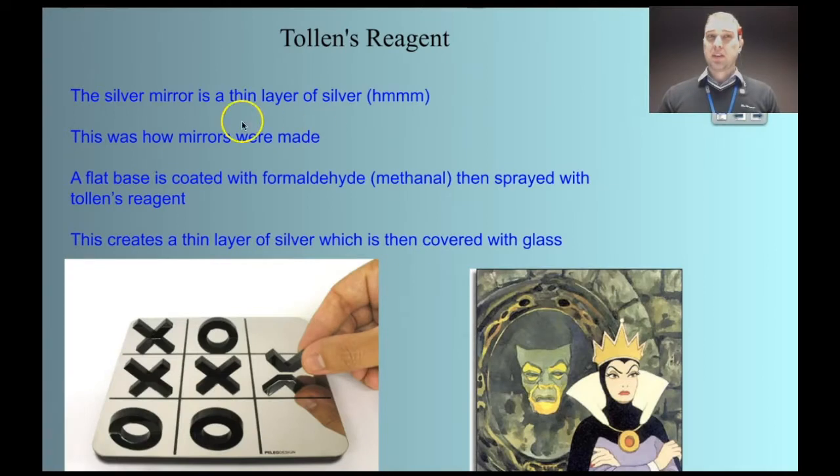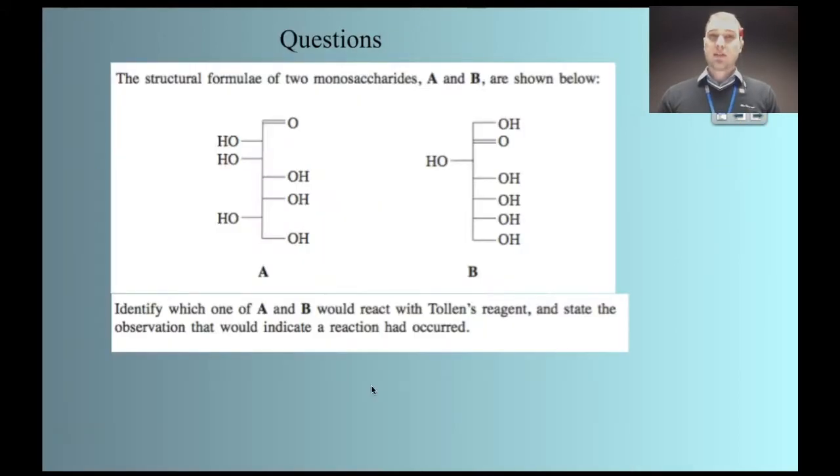So that silver mirror, that's a thin layer of solid silver, and this is how mirrors were made for a very long time. Nowadays, aluminium is used instead. What you would do is you would get a piece of glass, you would coat it with formaldehyde, which is methanal, an aldehyde, and then you'd spray that glass coated with the methanal with Tollens reagent. You warm it up for a little bit, and then you get a thin layer of silver, and that covers the glass, and that's where you get your mirrors from. So let's have a look at some questions.